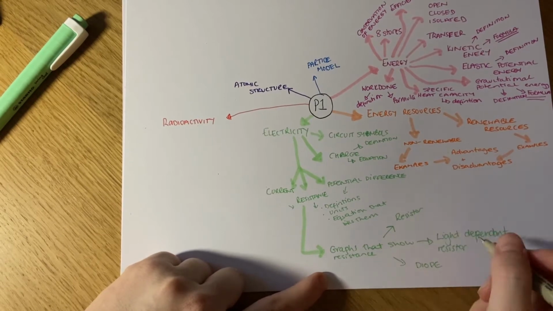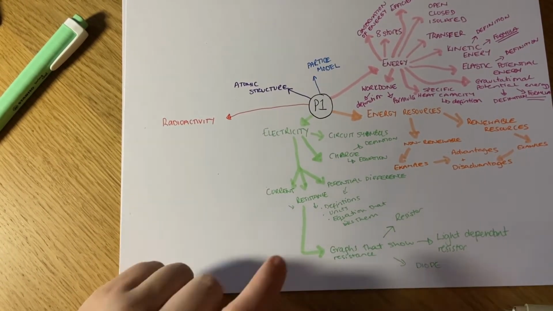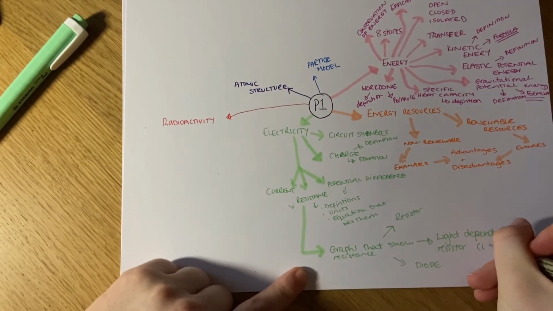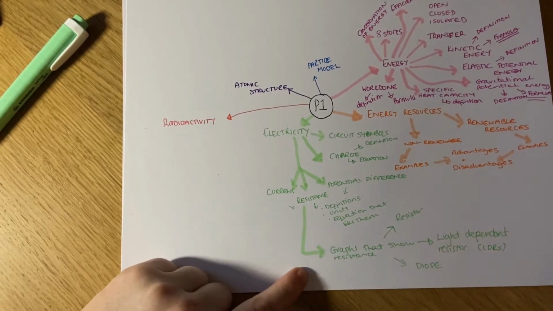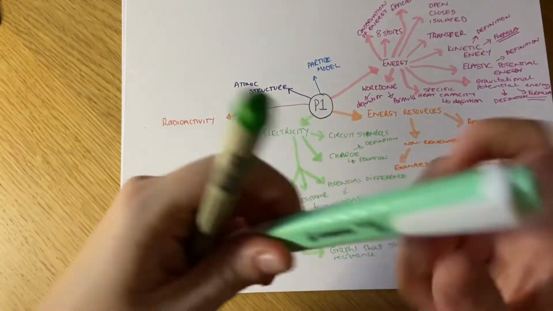Okay, now if you don't know what those things are, you need to go away and look at them, because you also will need to be able to tell me some information about light dependent resistors, which are often called LDRs, and something called a thermistor as well. So I'm going to add that over here.